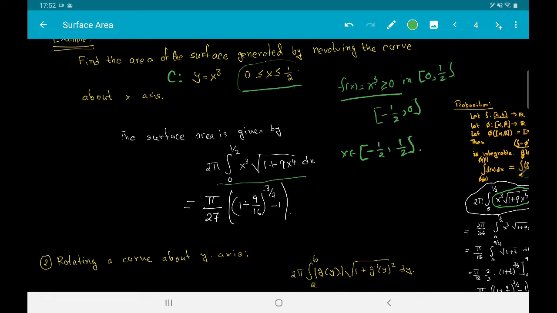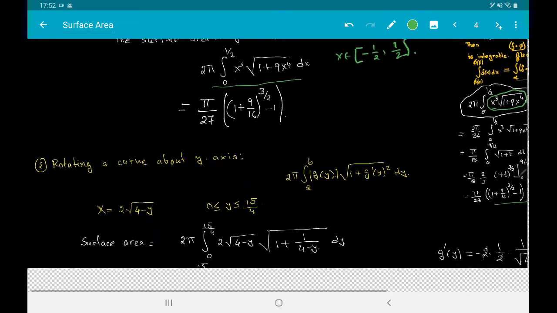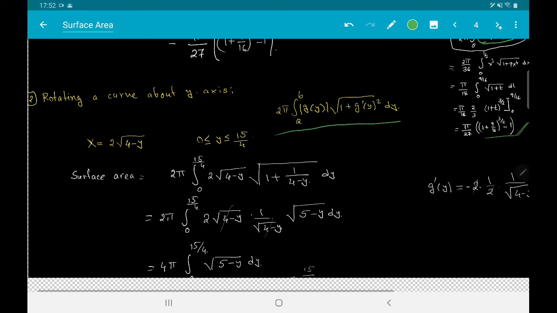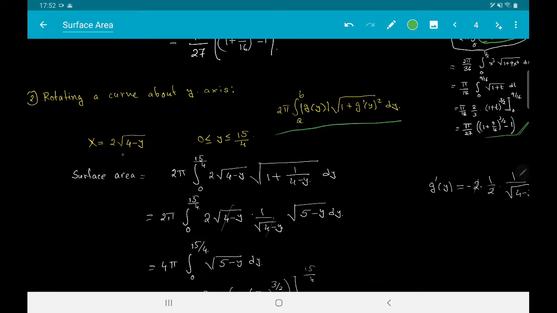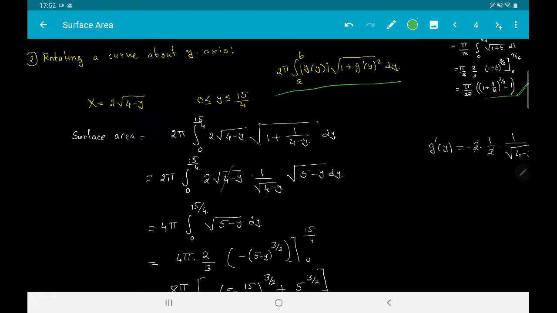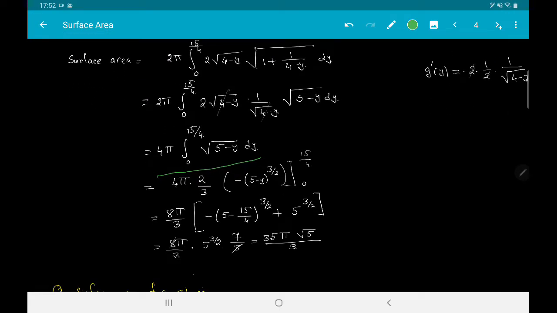about the x-axis. So let us take an example of rotating a curve about the y-axis. Do not forget this formula that we have just derived. Here I have taken a rather simple example, x equal to 2 times under root 4 minus y, as y varies between 0 and 15/4. So the surface area is exactly given by this formula. If you put in the formulas correctly and do the integration, which is quite simple over here, you will see that the final answer is 35 pi root 5 by 3.